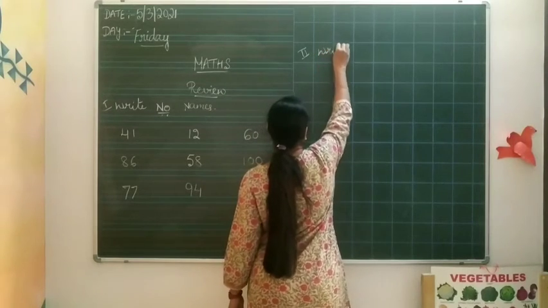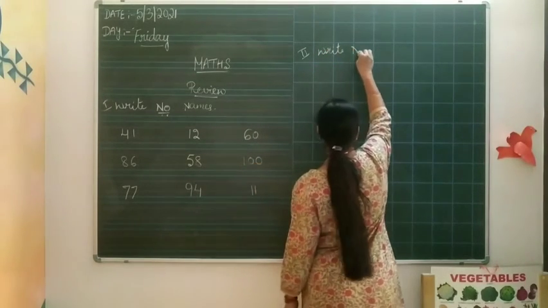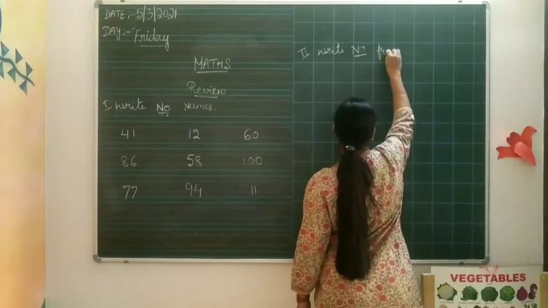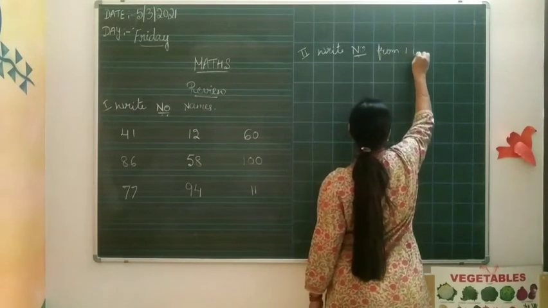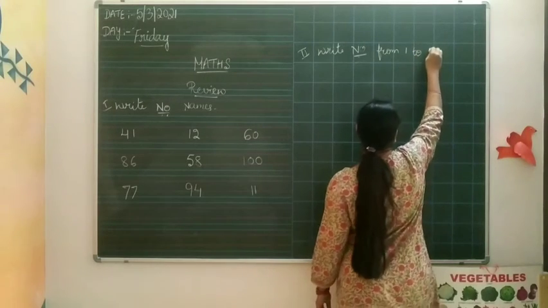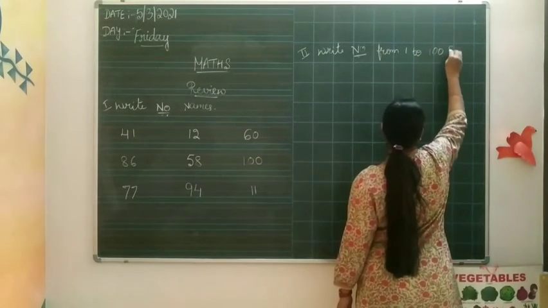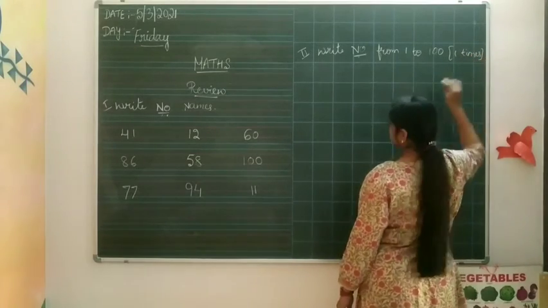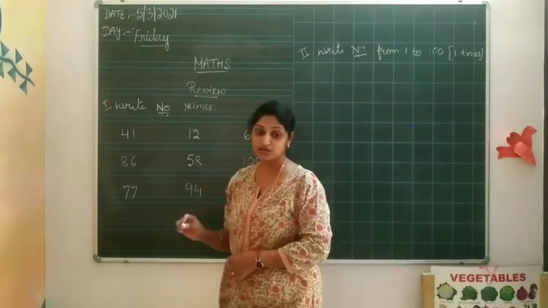The second one, you have to write numbers from 1 to 100, one time. Everything you have to do in your square book.